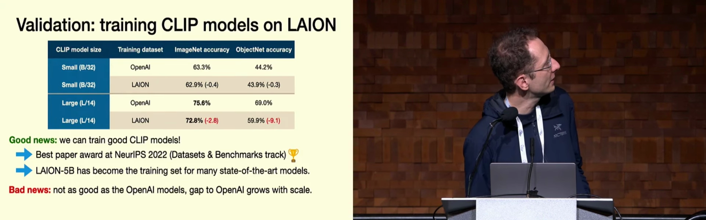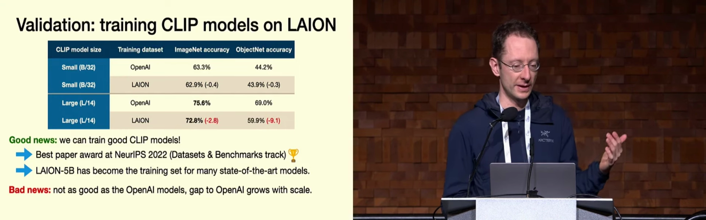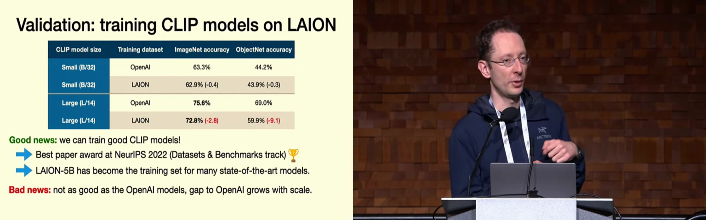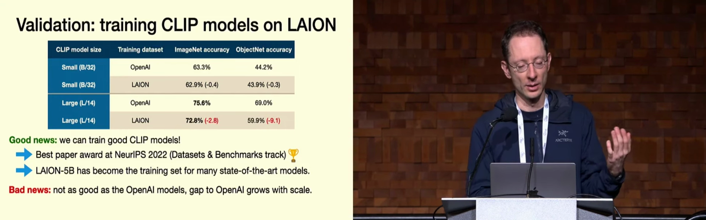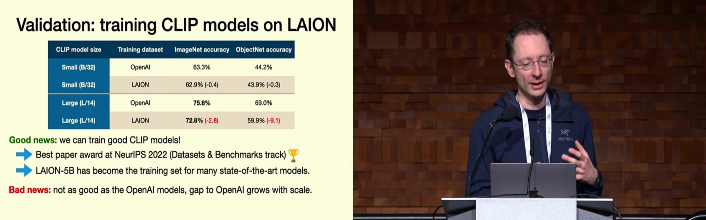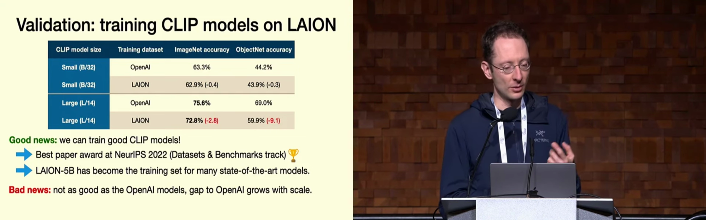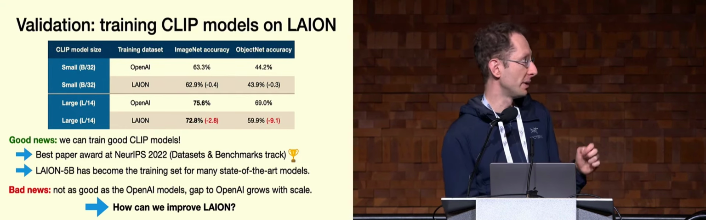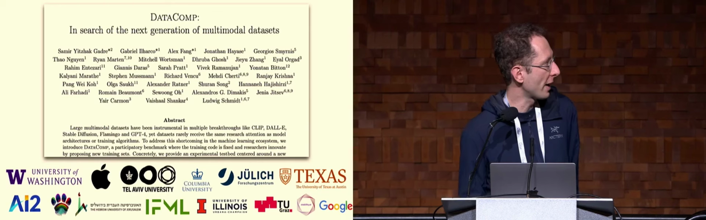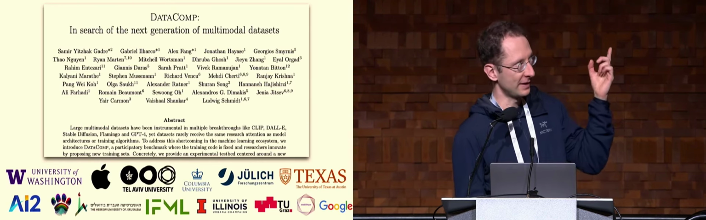But the catch was that as we increased the model size and trained larger CLIP models, we had an increasing gap to the performance numbers that the OpenAI CLIP model achieved. We were fairly confident our training code was good enough, from some other experiments we knew that. The cause for the discrepancy is probably the training data. And then the question was, how can we improve over the LAION-5B dataset? This is what motivated us to start the first DataComp project.